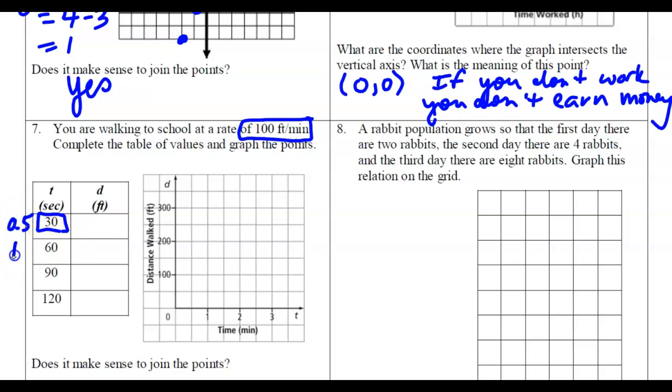60 seconds is 1 minute. 90 seconds is how much of a minute in decimals? 1.5, yep. And 120 is 2. So that's really what we're going to multiply by 100. So 0.5 times 100 is 50. 1 times 100 is 100. 1.5 times 100 is 150. 2 times 100 is 200. Pretty straightforward multiplications. And now I want you to plot those points.